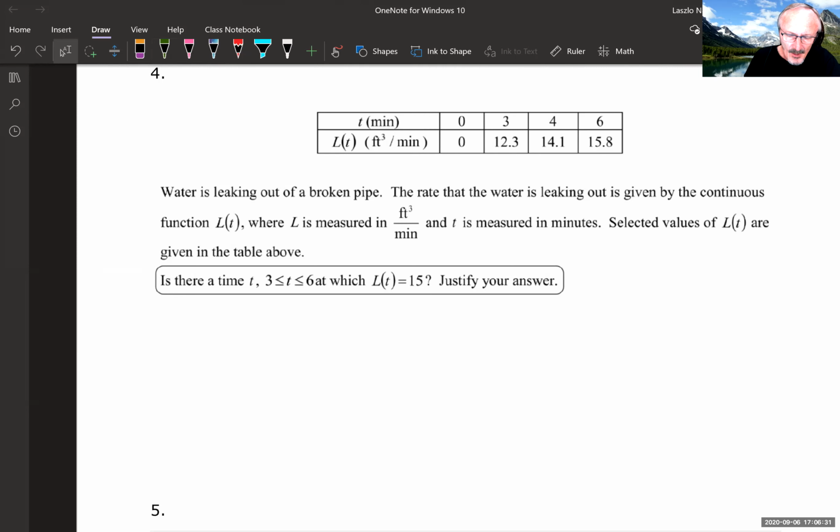Let us continue. So number 4, water is leaking out of the broken pipe. The rate that the water is leaking out is given by the continuous function L of t, where L is measured in cubic feet per minute and t is measured in minutes. Select values of L of t are given in the table above, and so the question is, is there a time t on the closed interval 3 to 6 at which L of t is 15?